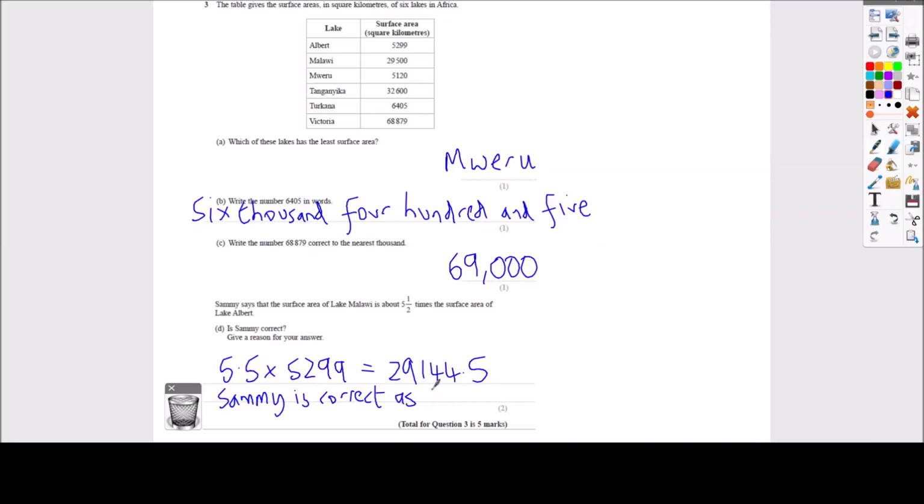As 29,144.5 is close to 29,500. Now the mark scheme allows either way because it's a subjective fact whether you think that's close or not. So if you said Sammy is not correct, as 29,144.5 is not close to 29,500, that would also have given you 4 marks.